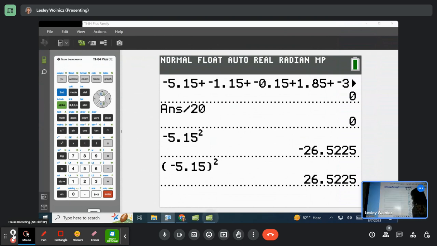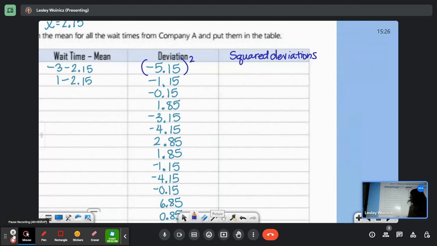Do you want us to do all the decimals? So on this one, you've got 2 decimal places. On the squared deviations, I want 4 decimal places. Okay, you'll be fine. You'll live.